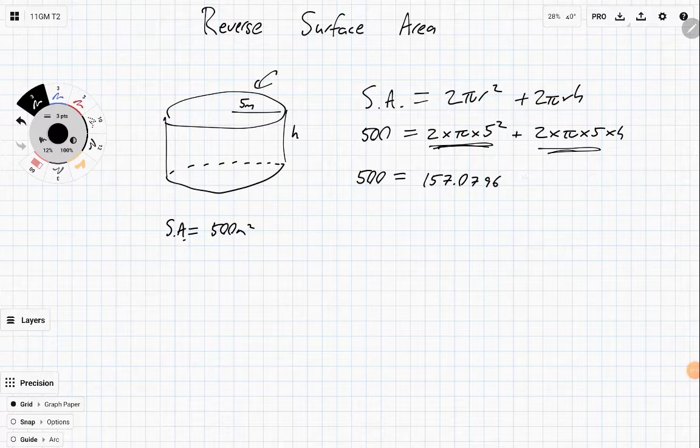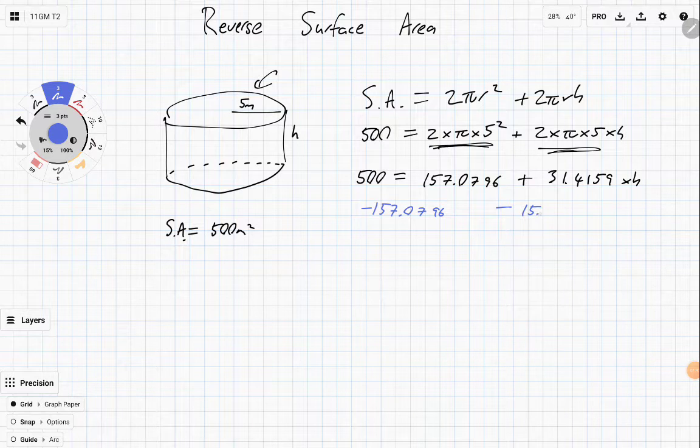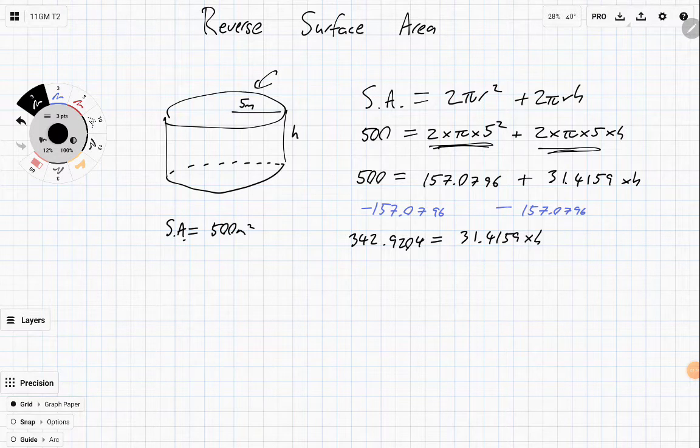Alright, so let's evaluate the other one. So we're going to get plus, and then that's going to give us 31.41592, which rounds to 59, times h. Alrighty, so the first thing I'm going to do is subtract 157.0796 from both sides. And that will leave us with 142.9204. And on the right hand side, we'll just be left with 31.4159 times h.